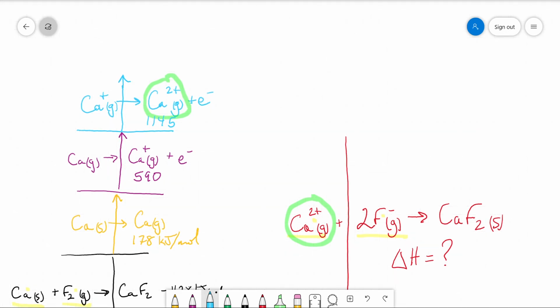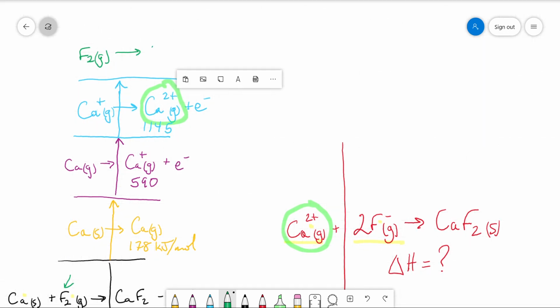Okay, so now we got to deal with the fluorine. First thing we got to do is break that fluorine-fluorine bond. So we have the F2 gas that we started with way down here, and we got to break that bond. So we get 2F gas. Okay. And we're given the bond dissociation energy, which is what this is. That's 159 kilojoules per mole.